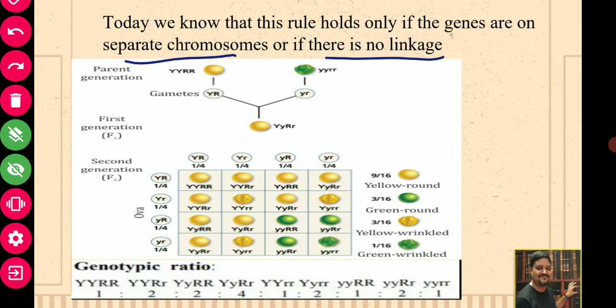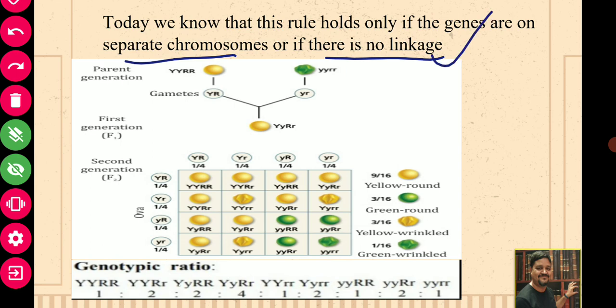So today, at this moment of time, we know that the law of independent assortment will only hold true if the genes are present on different chromosomes, or if they are on the same chromosome, there should not be any linkage. So what is linkage, we will be discussing in some other class.